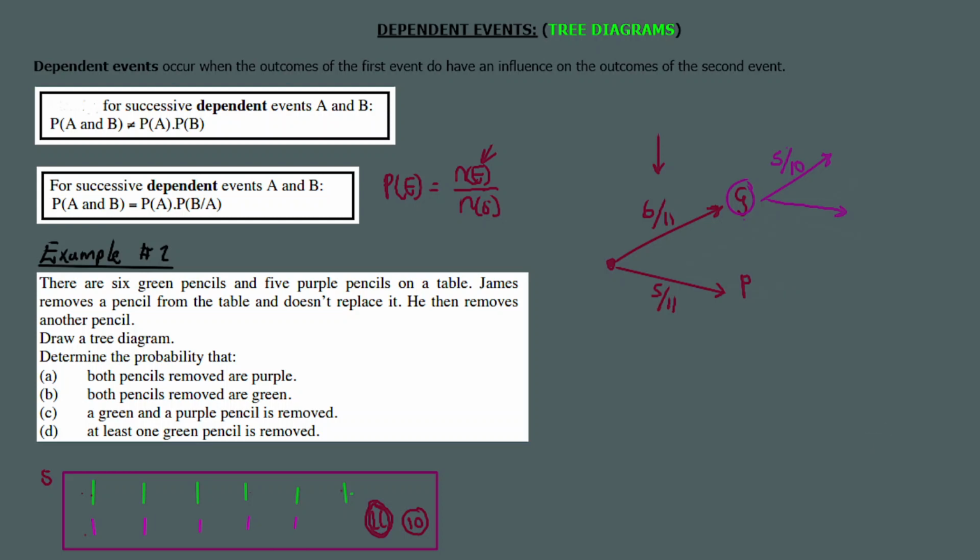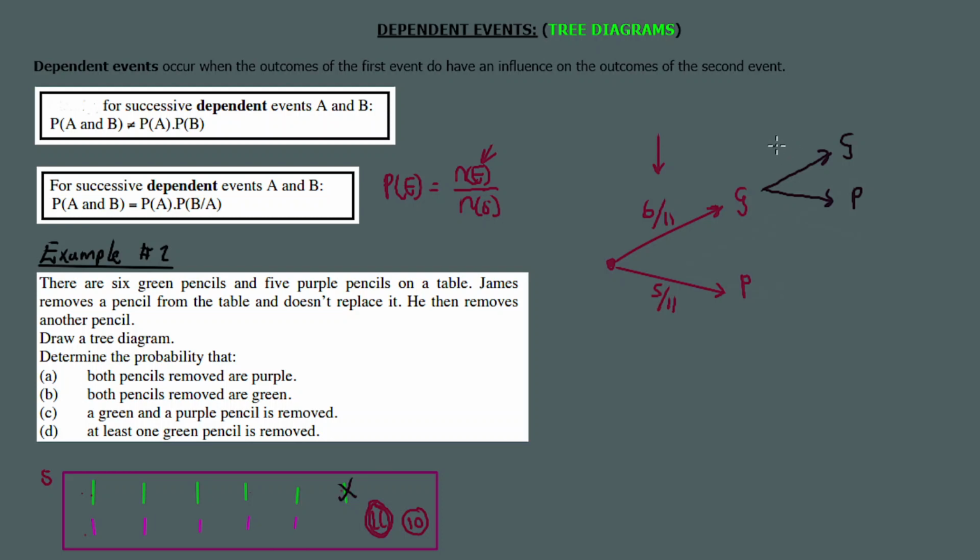I don't like the color. It's too bright. Let me use black. So the green, it's going to be a green and a purple again. So if he kept a green, it means that we cancel one green.